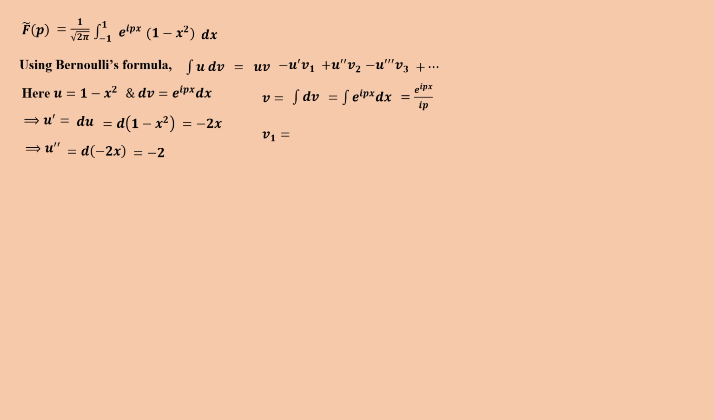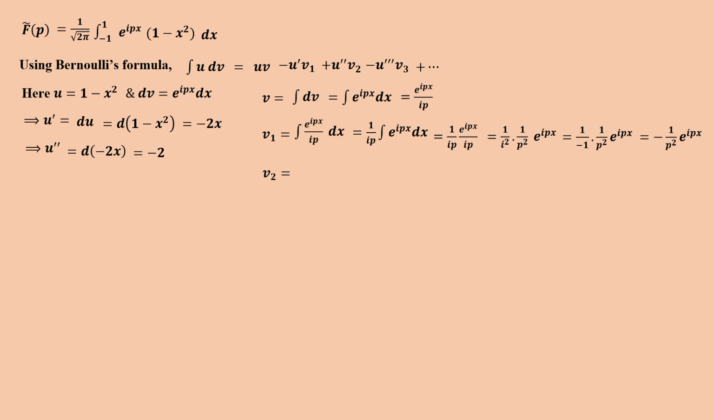And v1, which is equal to the integral of e power ipx by ip dx, right? So that is equal to 1 by ip, which is a constant, take it outside, integral e power ipx dx, which is equal to 1 by ip into e power ipx by ip. That is equal to 1 by i square into 1 by p square e power ipx, that is equal to minus 1 by p square e power ipx.